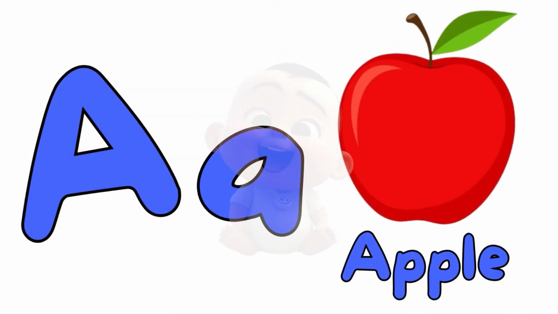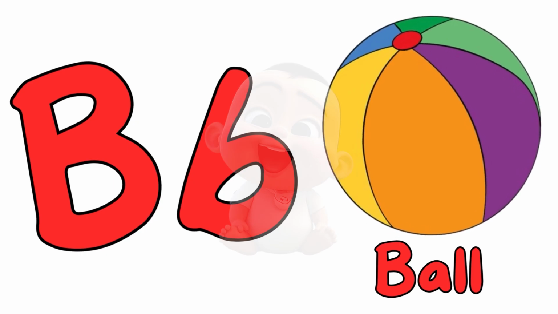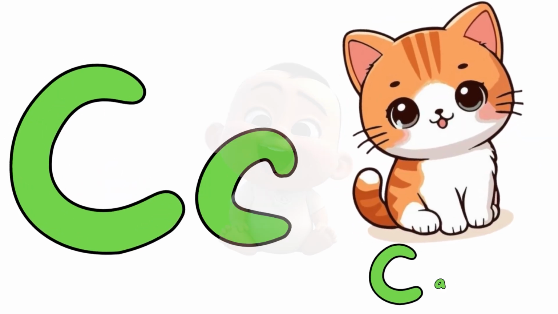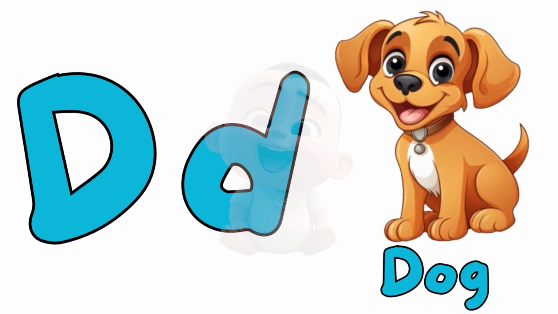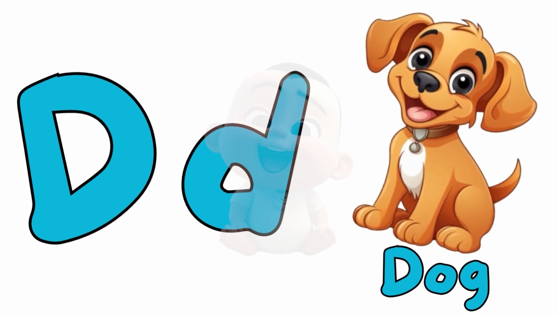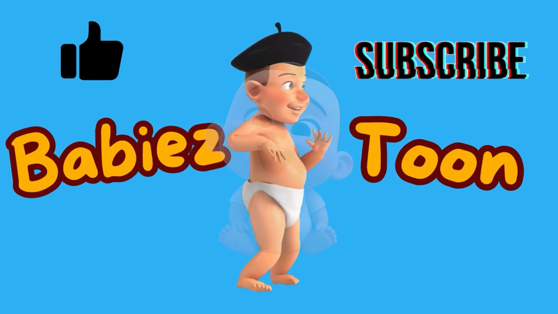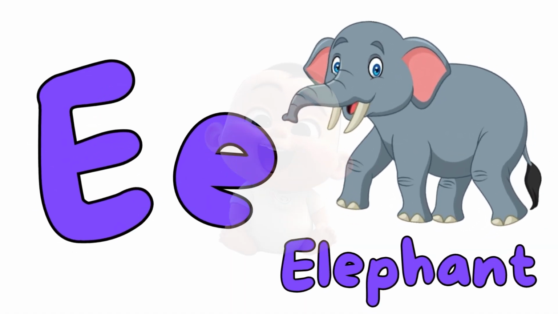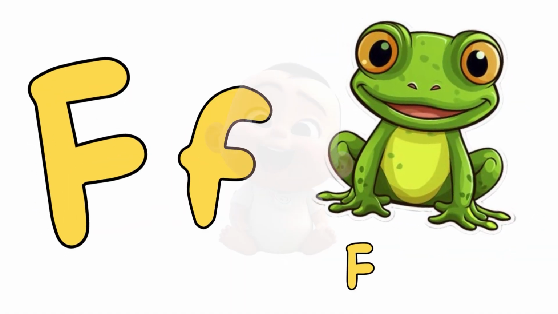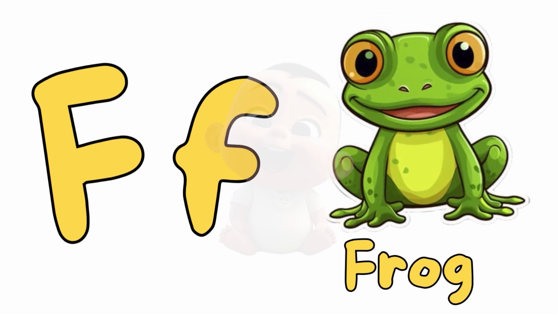A is for apple. Apple. B is for ball. Ball. C is for cat. Cat. D is for dog. Dog. E is for elephant. Elephant. F is for frog. Frog.